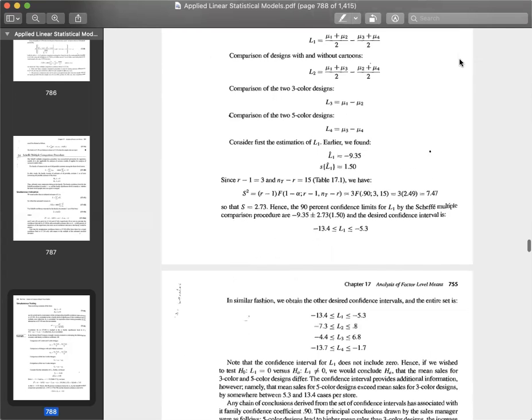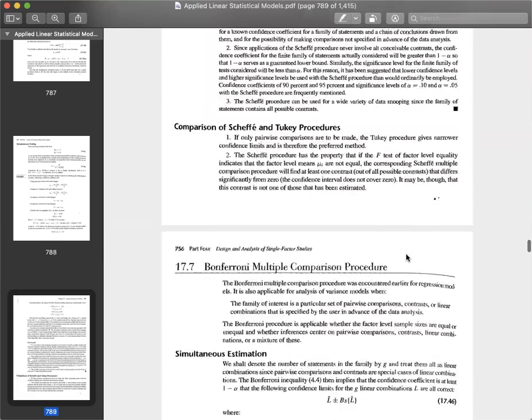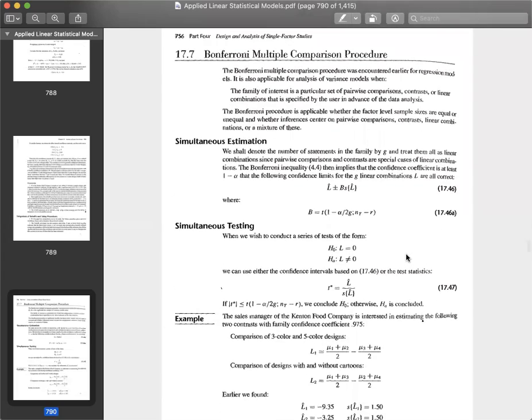The Bonferroni multiple comparison procedure. The Bonferroni multiple comparison procedure was encountered earlier for regression models. It is also applicable for analysis of variance models when the family of interest is a particular set of pairwise comparisons, contrasts, or linear combinations that is specified by the user in advance of the data analysis.